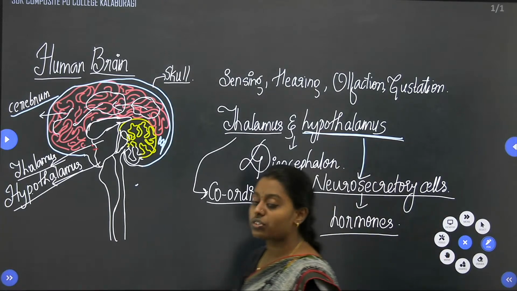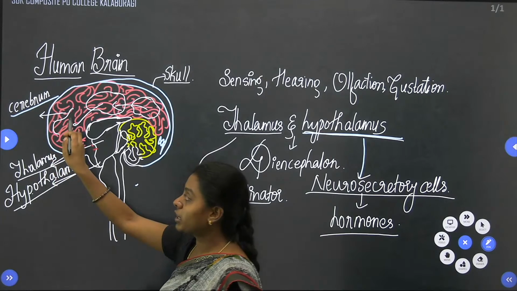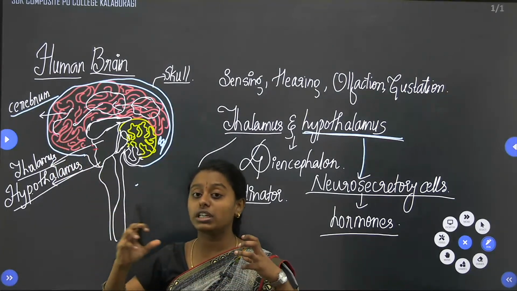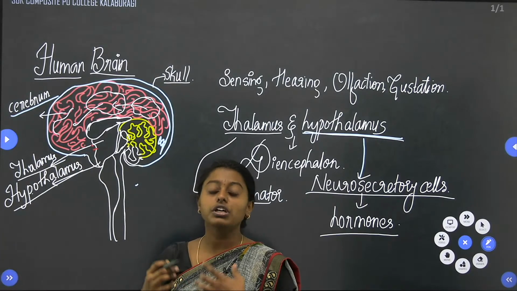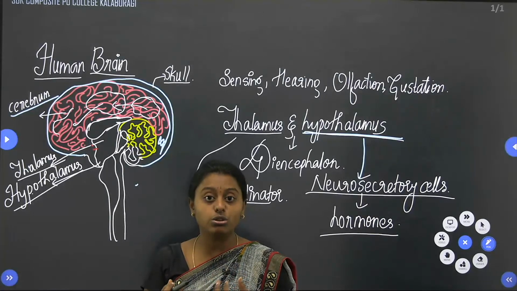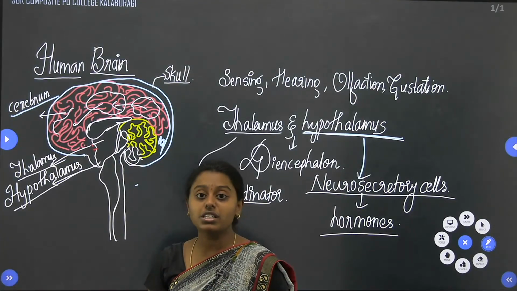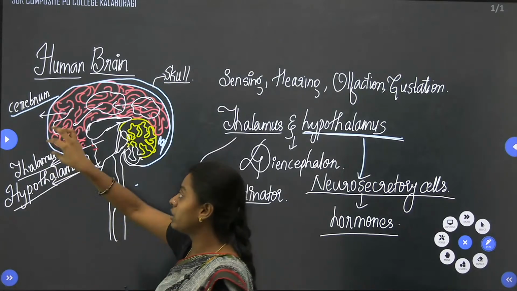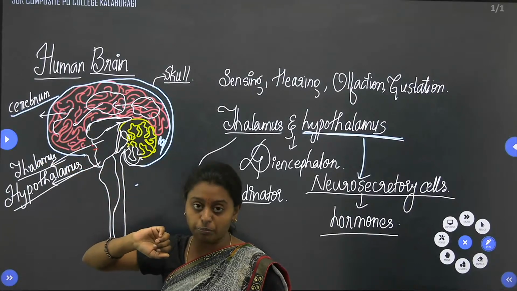So this is what three different parts we can see in the forebrain. The first part is the cerebrum, where all the voluntary actions that we are doing, especially the ability of a human being to see, to smell, to hear, to sense the touch, and to taste the food, are controlled by the different types of centers present within the cerebrum.